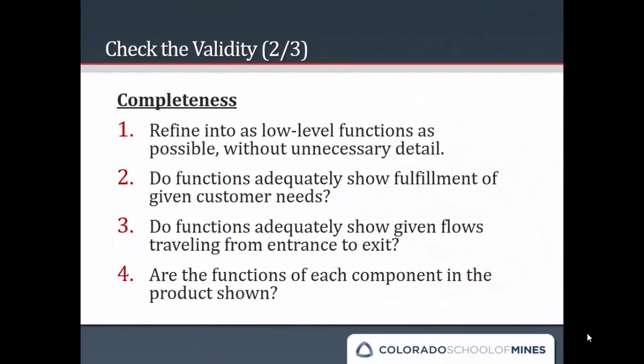We also want to check the validity of the system for completeness. So in that particular case, we want to get as low a level of functions as possible without making the thing overly detailed that we really can't tell what's going on at all in the system. We want to make sure that the functions adequately show that we're meeting all of the customer's needs. We also want to make sure that the functions adequately show the flows traveling from the input to the output. And we also want to make sure that the functions of each component in the product are shown. So we want to make sure that everything that we're saying is there is actually there.